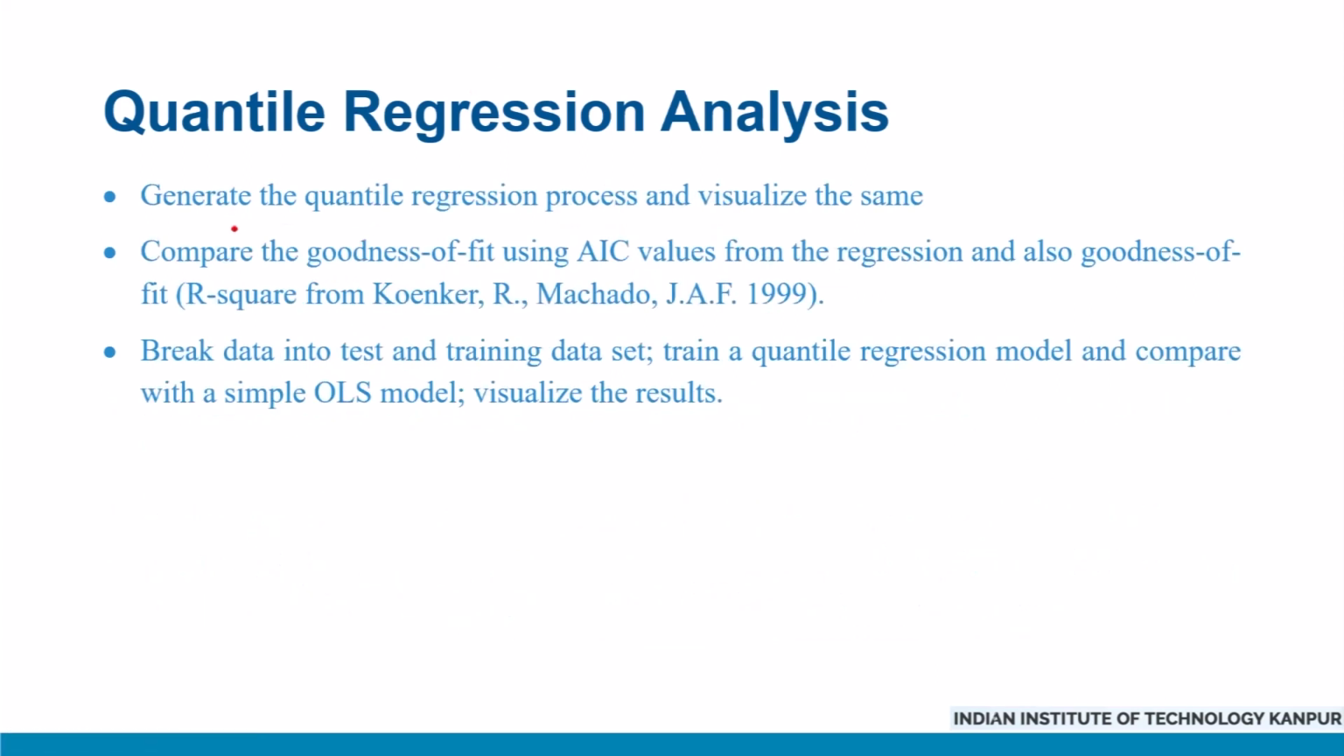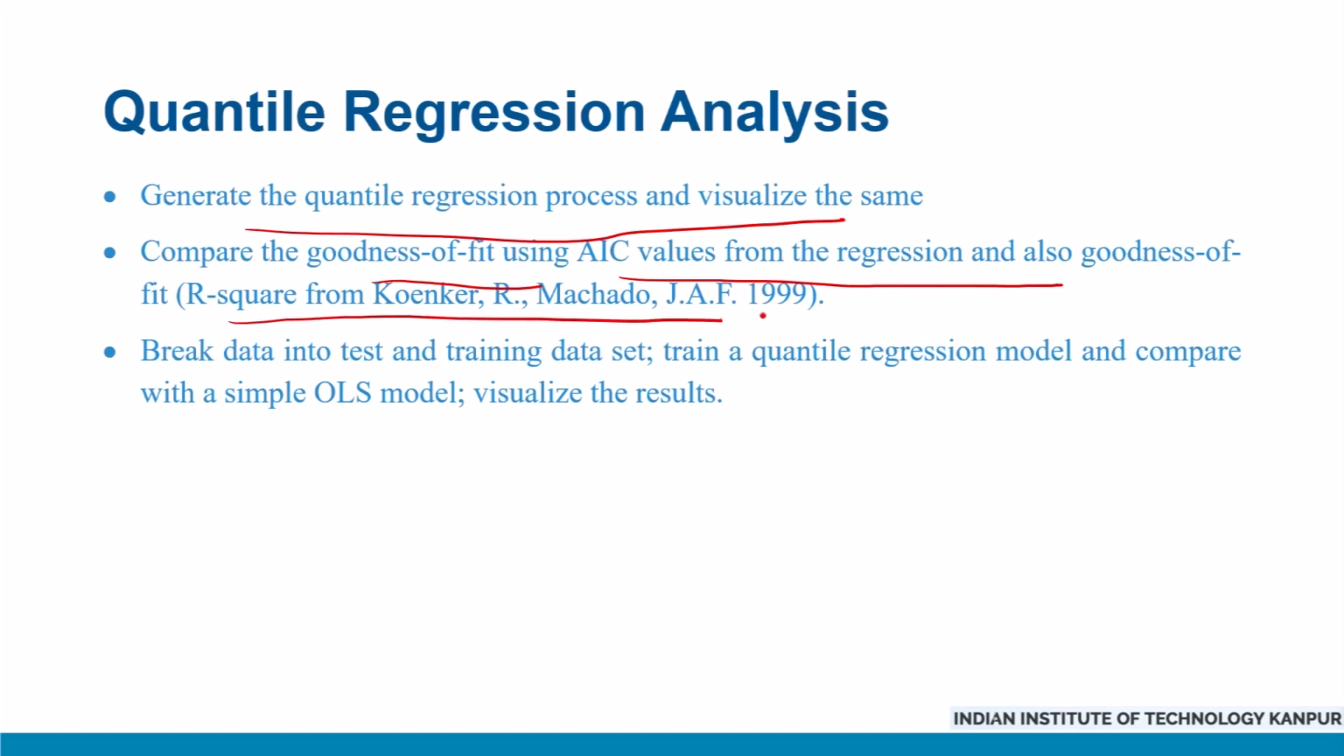Finally, to conclude the analysis, we'll generate the complete regression process and visualize the same. We'll also compare the goodness of fit using AIC values from the regression and also goodness of fit, R square, from this particular paper, Koenker and Machado, 1999. And then lastly, we'll break the data into test and training data sets. We'll train a regression quantile model and compare it with a simple OLS model and also visualize the results.